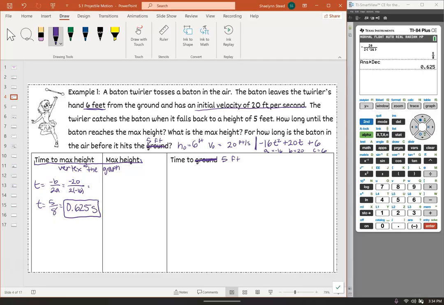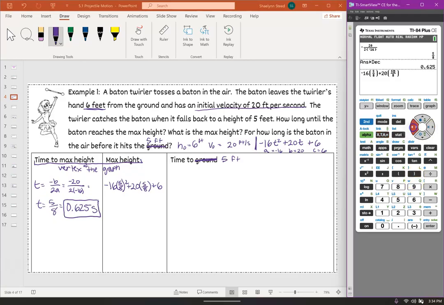So our equation is negative 16. I'm going to use the 5/8 because that's a little shorter to write. 5/8 squared plus 20 times 5/8 plus 6. And again, we're going to use the calculator. So we've got our negative 16. Then in parentheses, I'm going to put the 5/8. And then I'm going to say plus 20 times 5/8.